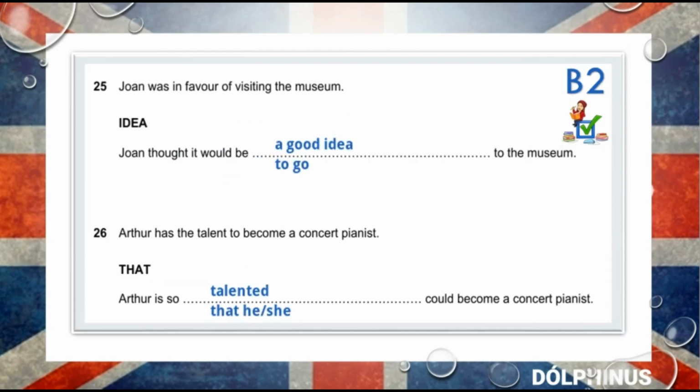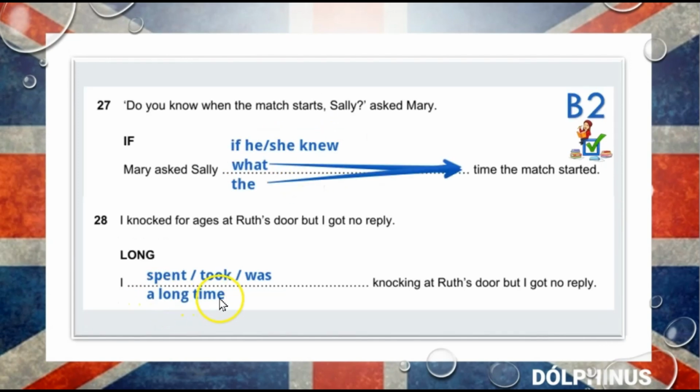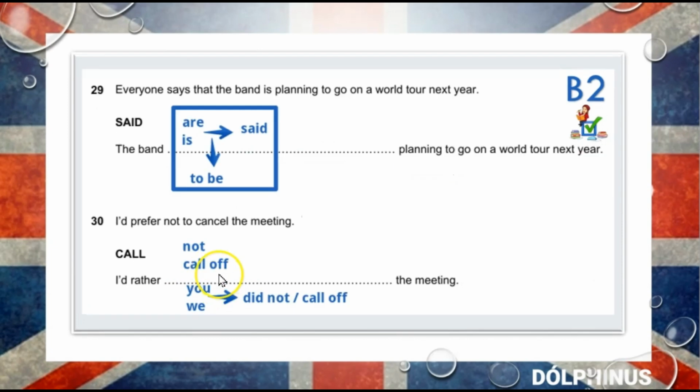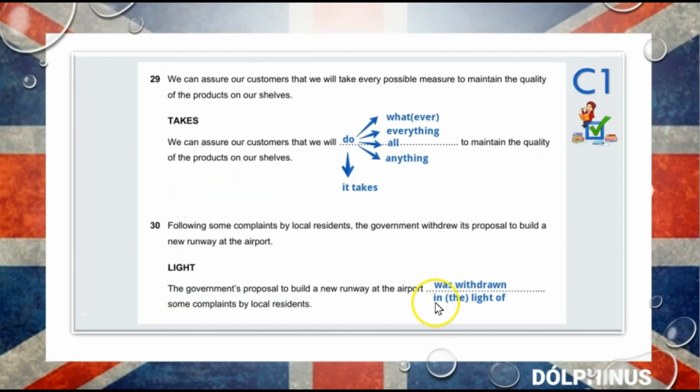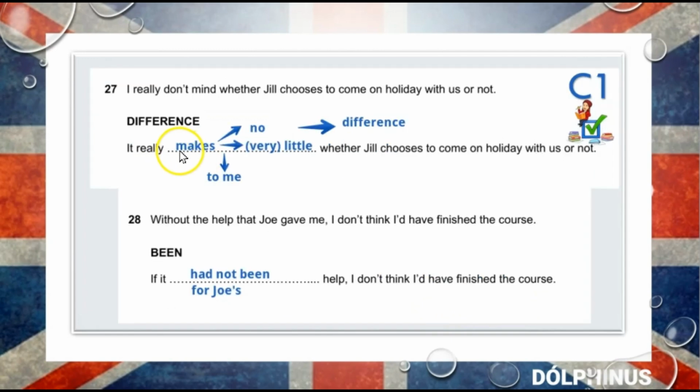Related to fixed expressions, B2 are simpler. A good idea, 2. A long time. Grammatical structure that follows the fixed expression I would rather, I'm being negative, I would rather not. One we have already mentioned, in the light of, and it makes no, or it makes little, or it makes very little difference to me.